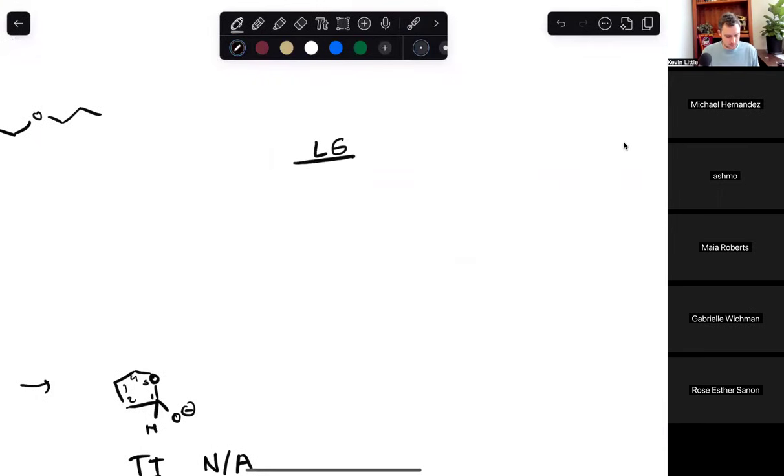Leaving group: halogens, then OHs or OH plus, then OR, then NH, NR. So that's leaving groups. You do this first. So leaving group gets priority. Second is the kicking group.